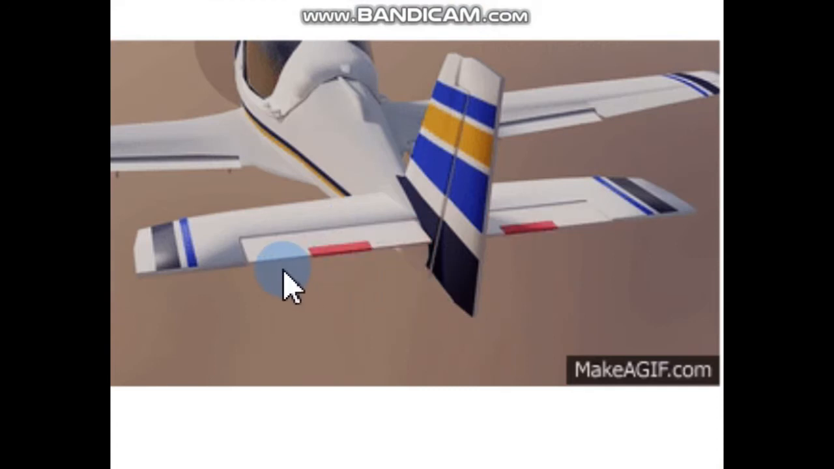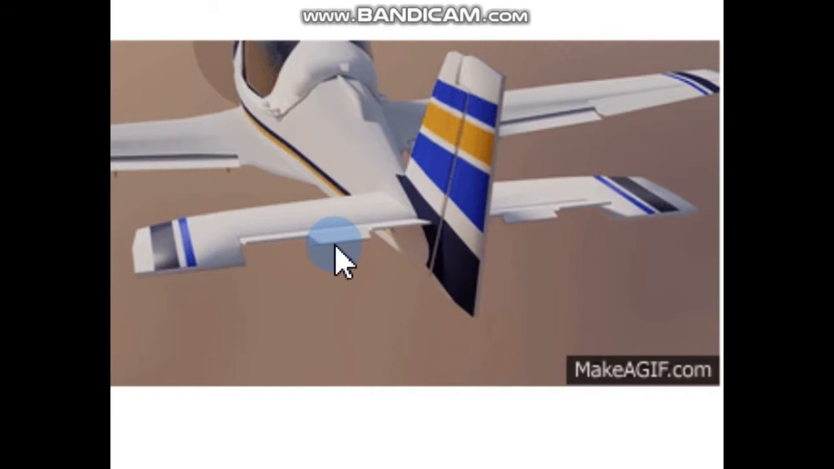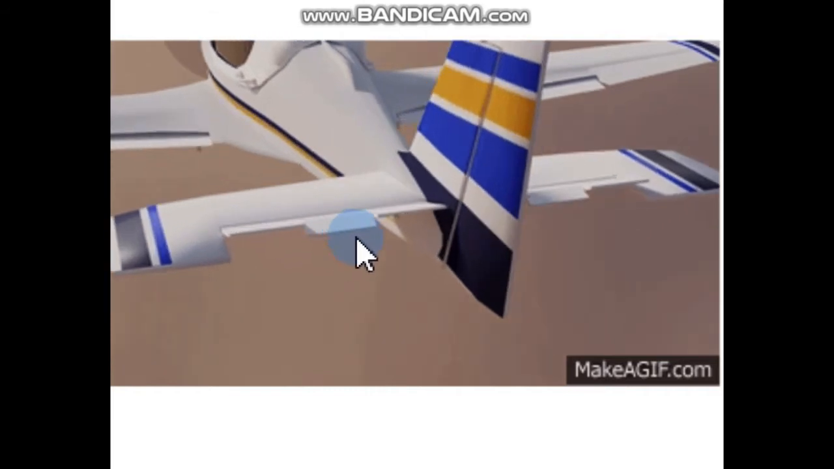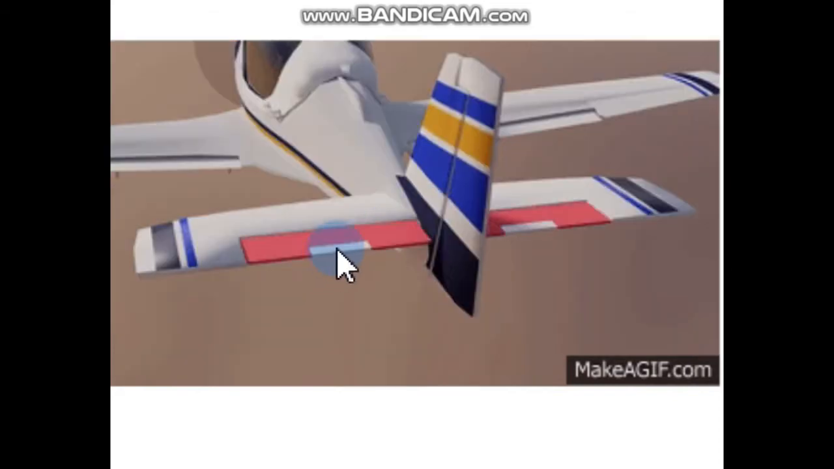As you see here, we have the elevator, and here we have the servo tab. And you see the tab will move in the opposite direction of the elevator. The elevator will go up, and the tab will go to the down position.